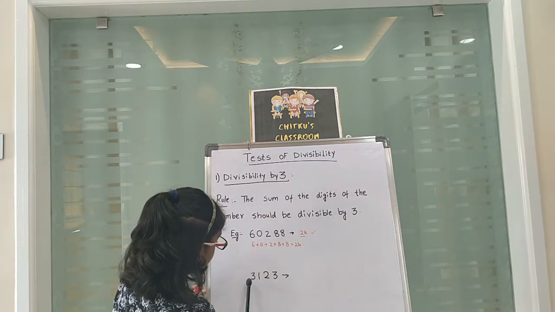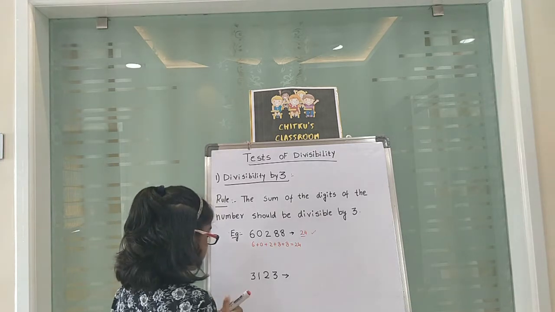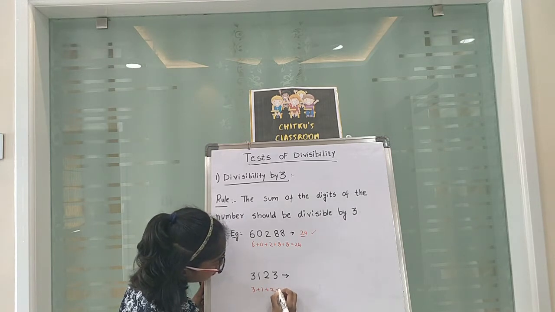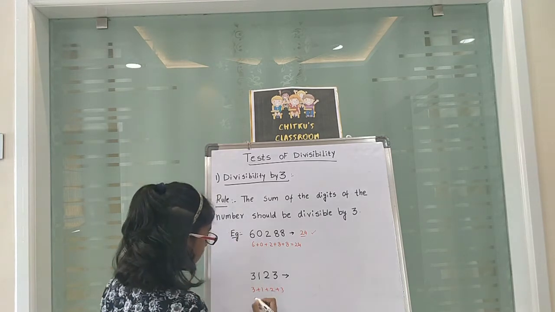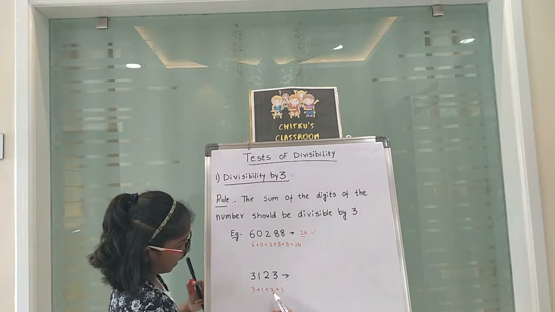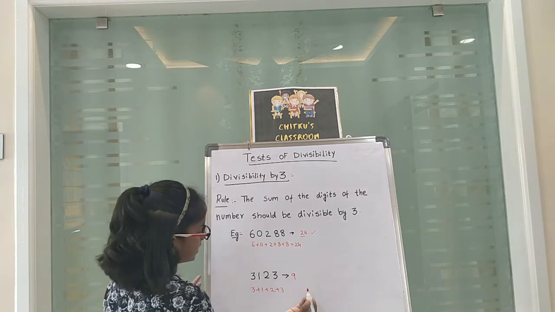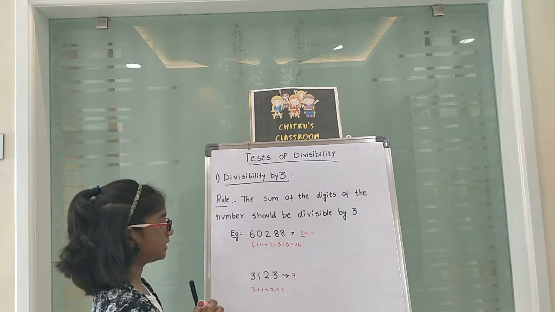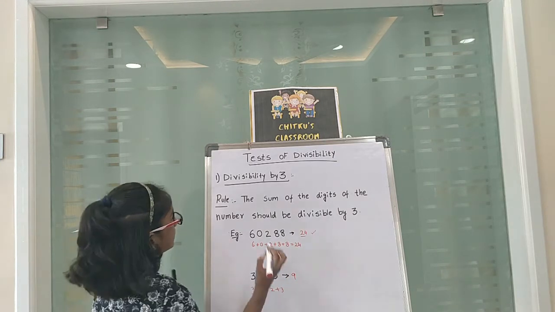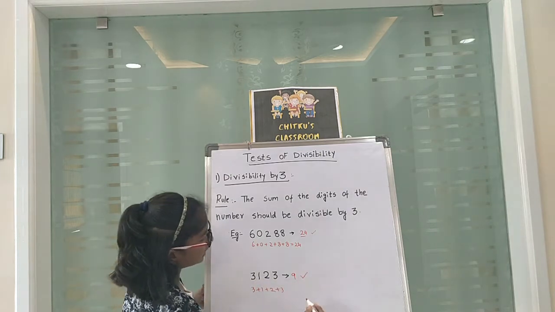Now this one. 3,123. Let's add this, okay? 3 plus 1 plus 2 plus 3. So the answer is 5, 6, 7, 8, 9. So the sum is 9. Is 9 divisible by 3? Yes. 3 times 3, 9 is possible. So that means 3,123 is divisible by 3, okay?